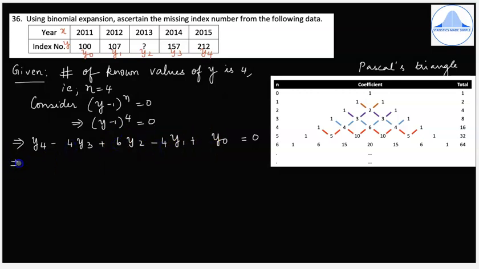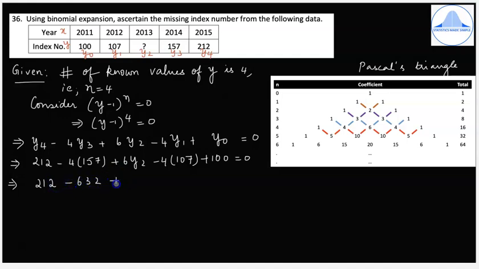Next, seeing the table given, substitute for all the values. So 212 minus 4 into 157 plus 6y2 minus 4 into 107 plus 100 is equal to 0. So which implies 212 minus 632 plus 6y2, which is what we have to find out. So leave it as it is. Then minus 428 plus 100 is equal to 0.